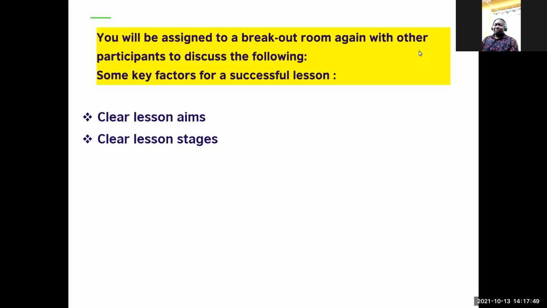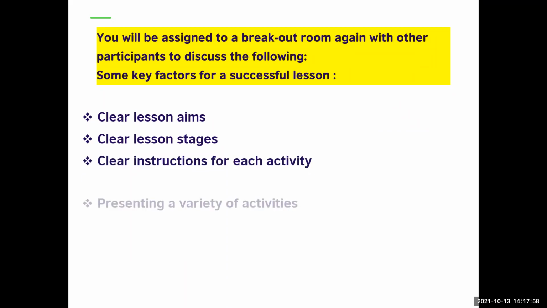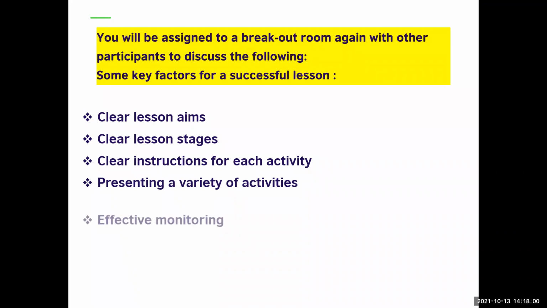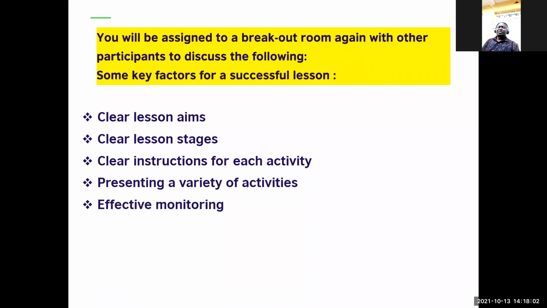So these key factors are clear lesson aims, lesson stages, next, clear instructions for each activity, presenting a variety of activities, effective monitoring, and so on and so forth. So these factors are so many, but because of time, we are just going to limit ourselves in discussing the 5 factors.